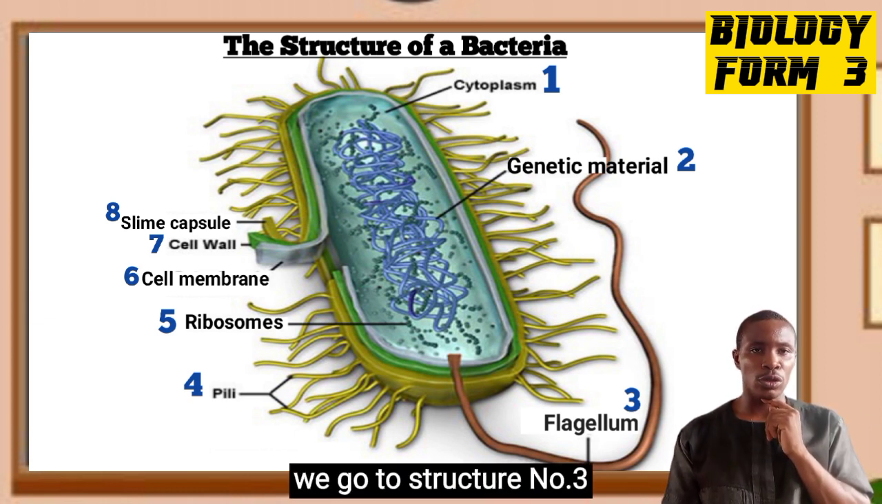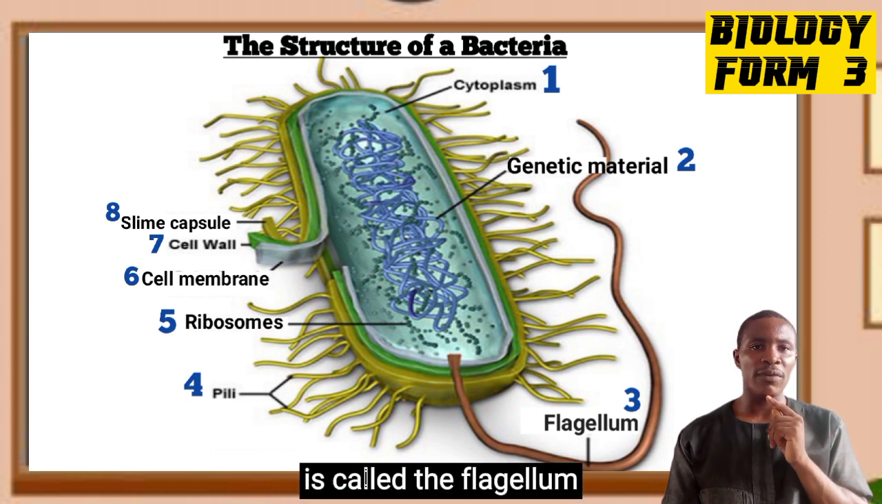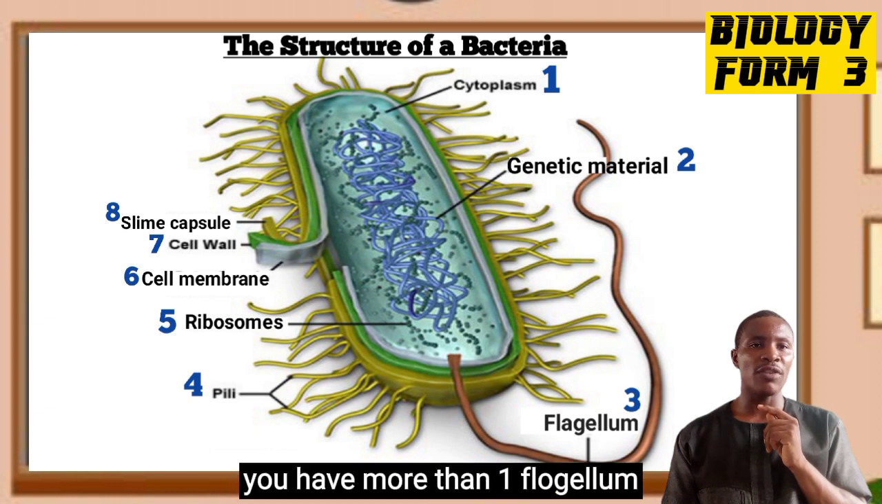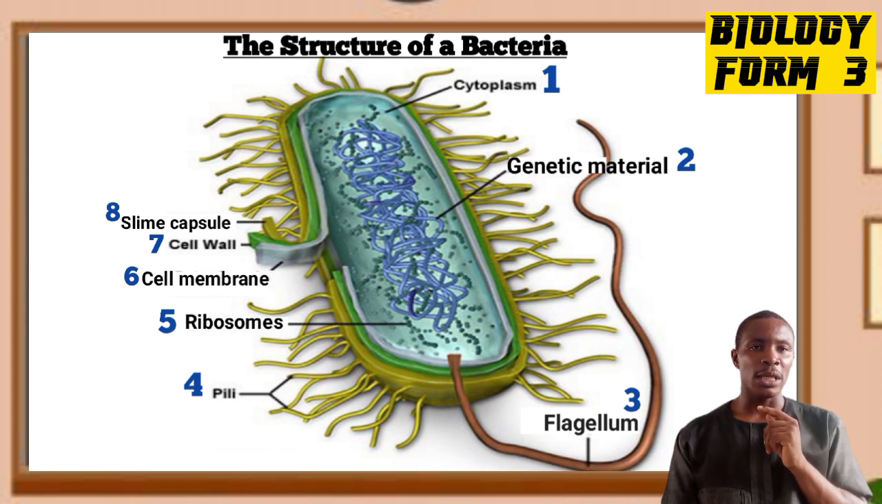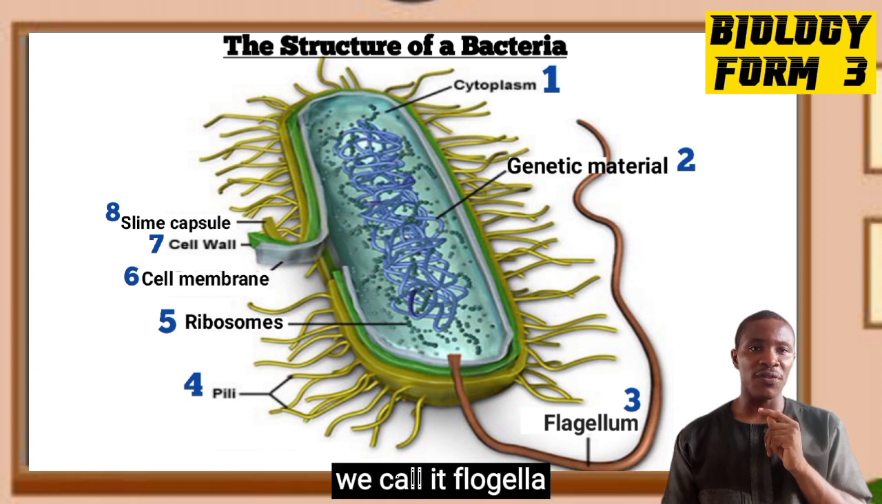We go to structure number 3. Structure number 3 is called the flagellum. In some bacteria, you have more than one flagellum. And when it is more than one flagellum, we call it flagella.